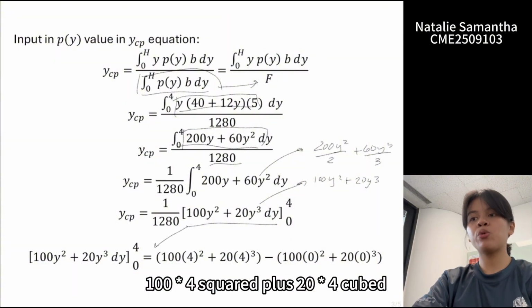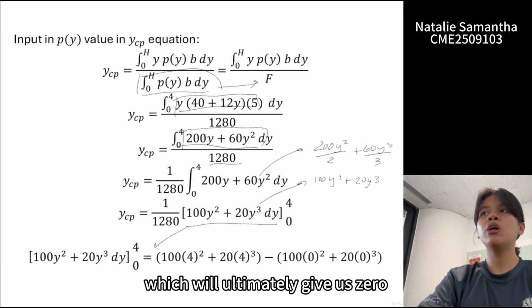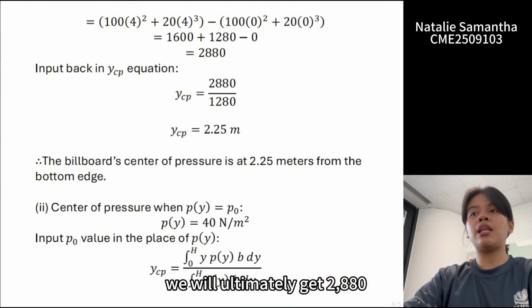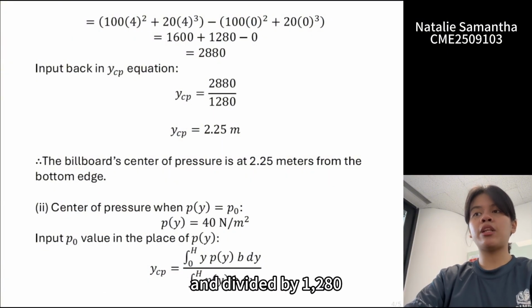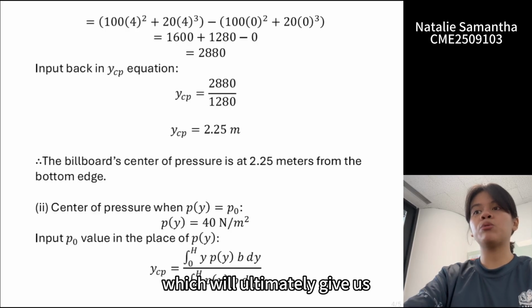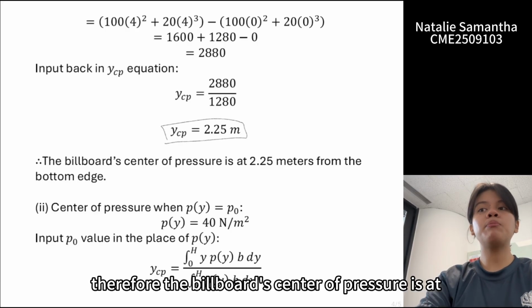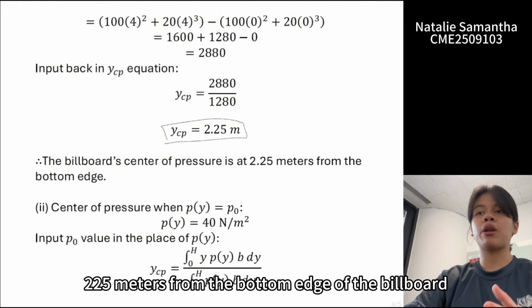100 times 4 squared plus 20 times 4 cubed, minus 100 times 0 squared plus 20 times 0 cubed, which will ultimately give us 0. We will ultimately get 2,880. Now we can input it back into our YCP equation and divide it by 1,280, which will ultimately give us 2.25 meters. Therefore, the billboard's center of pressure is at 2.25 meters from the bottom edge of the billboard.